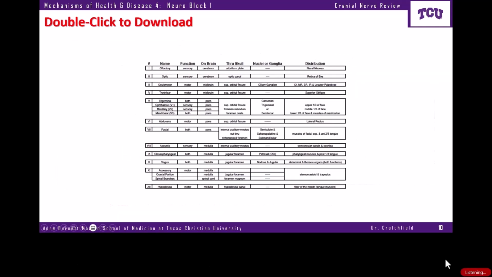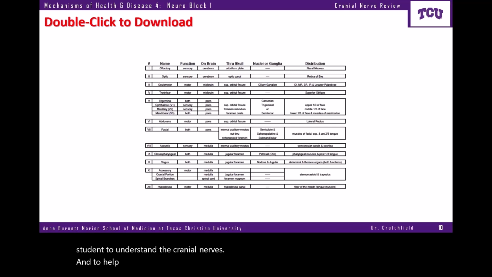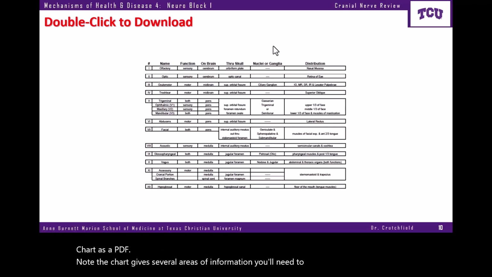This one-page download really gives the necessary information that you'll need as a medical student to understand the cranial nerves and to help you perform a relevant physical exam. You can double-click on this page to download this chart as a PDF. Note the chart gives several areas of information you'll need to understand the anatomy of the cranial nerves.